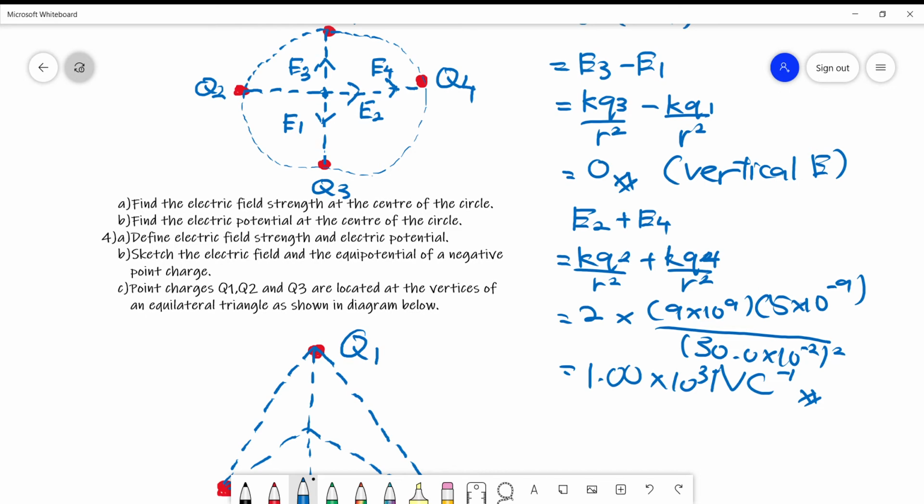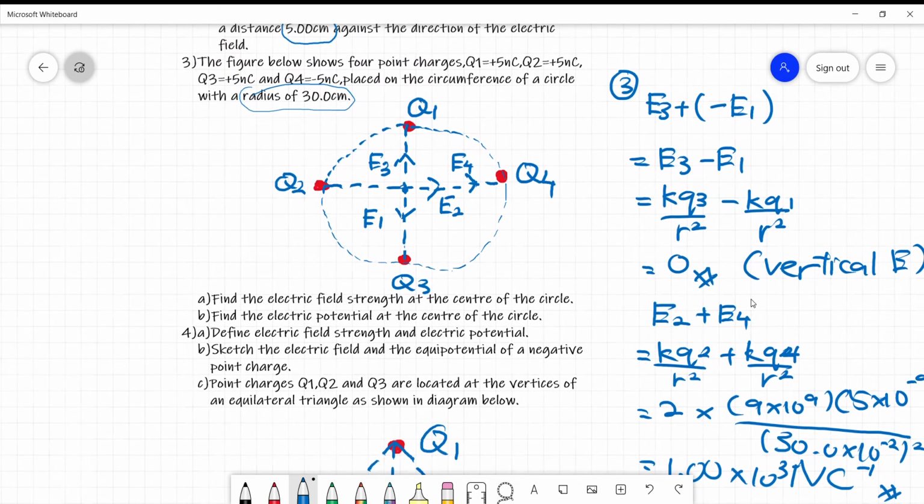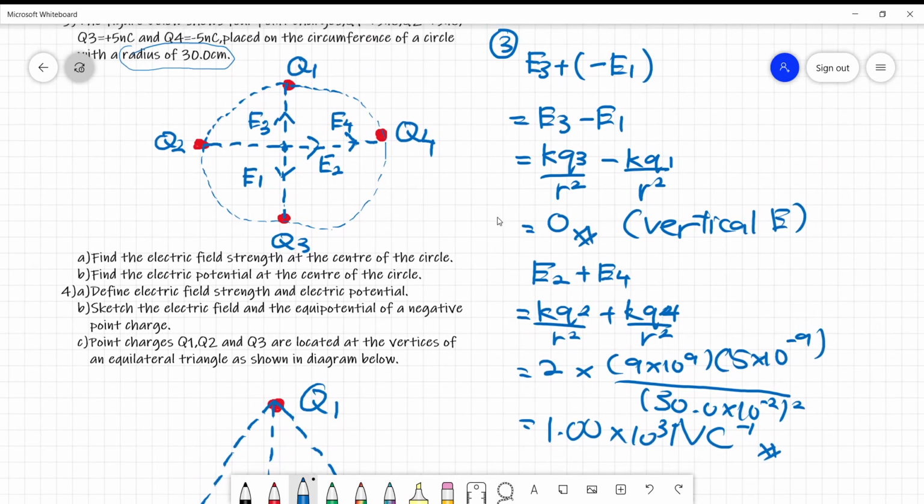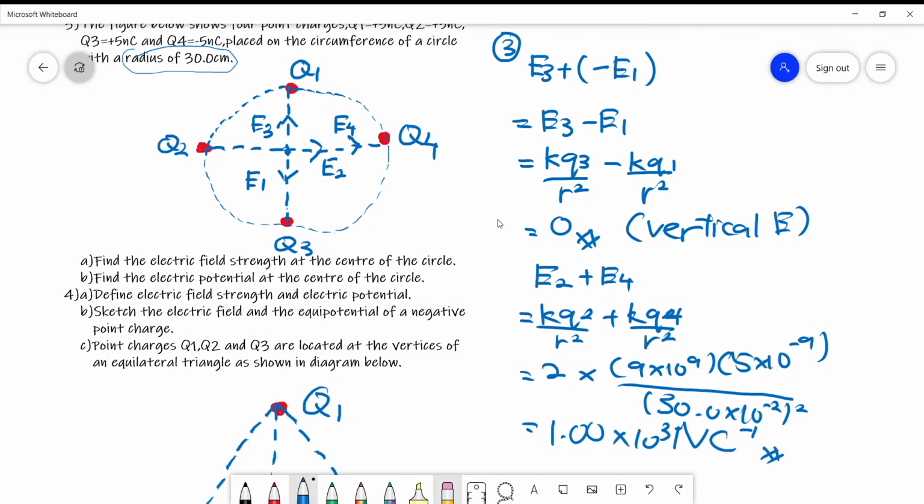And the electric potential. Find the electric potential at the center of the circle. Let me just erase this one.